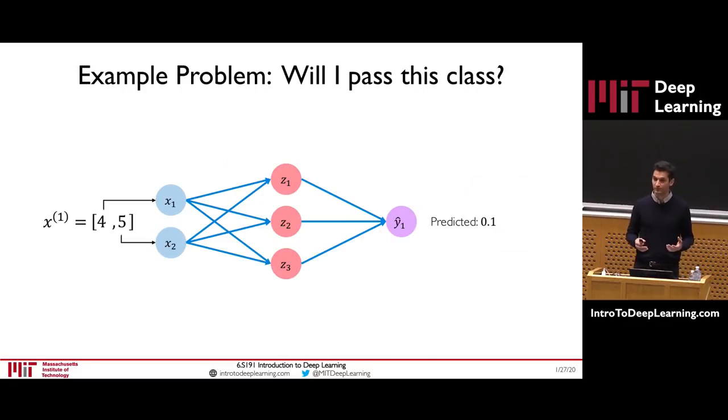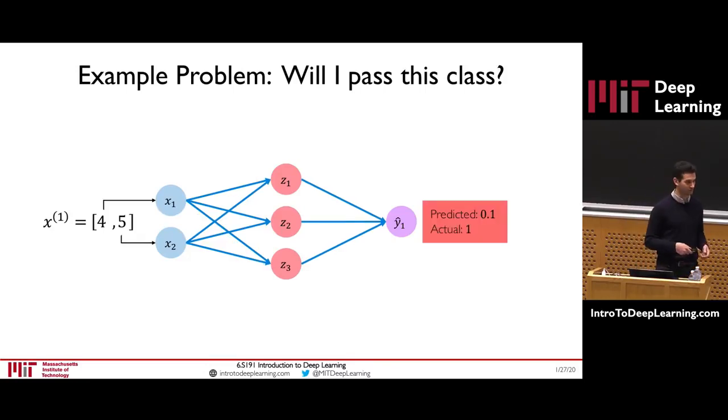So let's do it. We have 2 inputs. We have a single hidden layer neural network. We have 3 hidden units in that hidden layer. And we'll see that the final output probability, when we feed in those 2 inputs of 4 and 5, is predicted to be 0.1, or 10%. The probability of you passing this class is 10%. That's not great news. The actual prediction was 1, so you did pass the class.